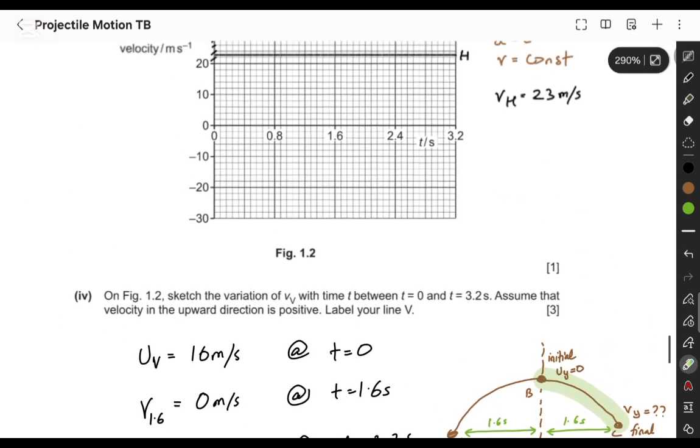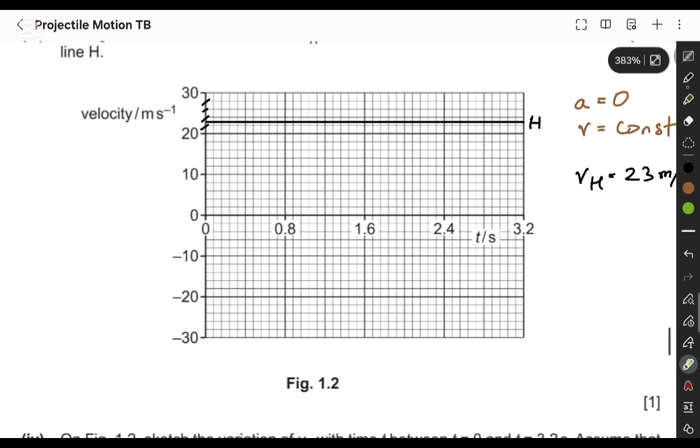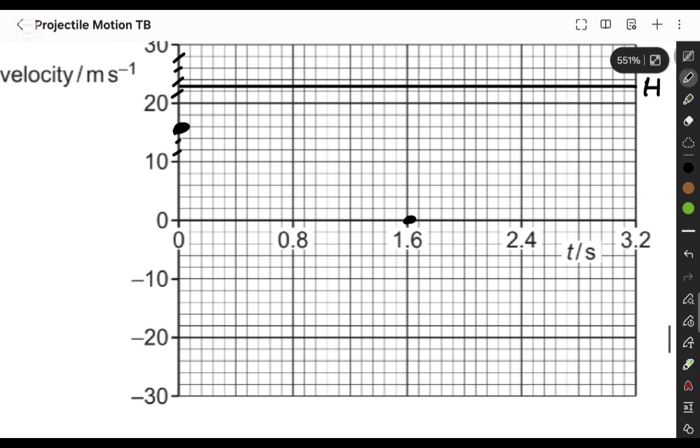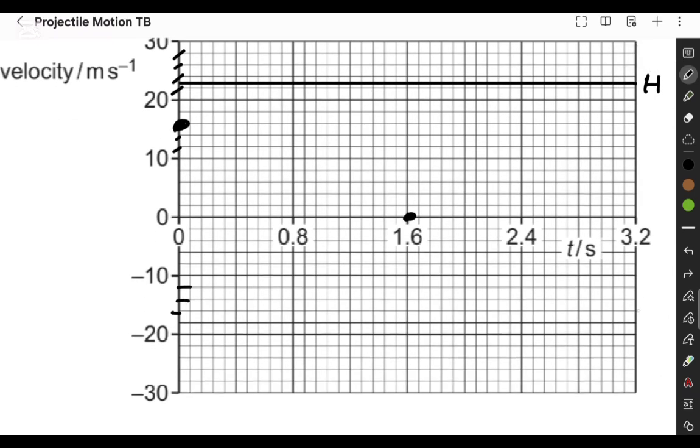Okay, now all we have to do is just put these points on the graph. So we're going to have 2, 4, 6. It's going to be right over here. 1 is going to be right over here. And then 2, 4, 6. So it's going to be right over here. All we have to do is just connect. And this is going to be our line V.